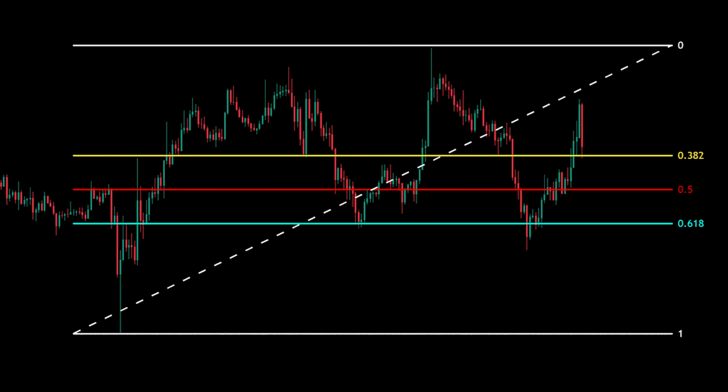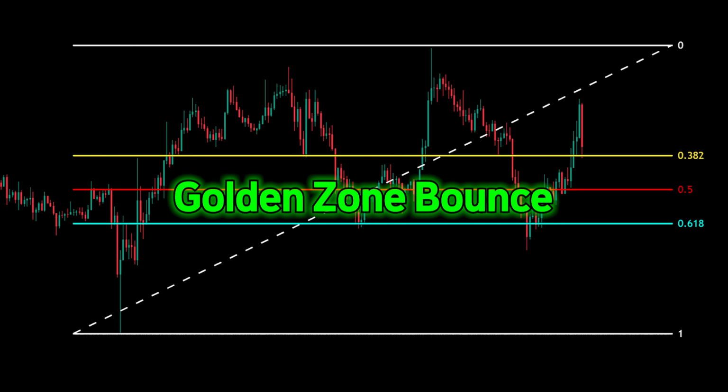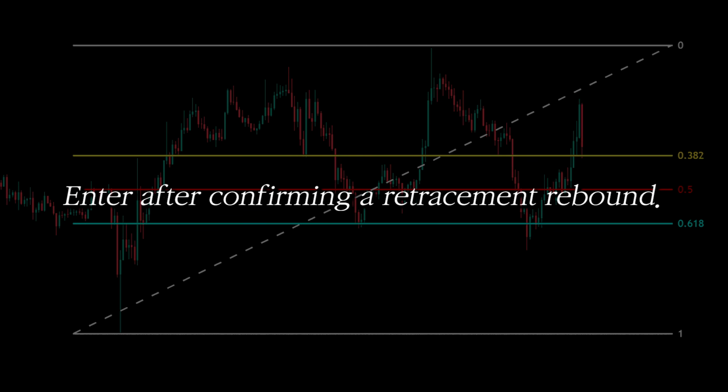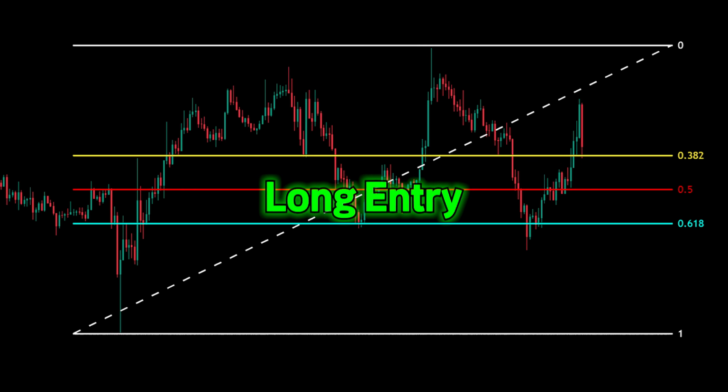Strategy 1. Golden Zone Bounce. The first strategy is the golden zone bounce. When a pullback enters the golden zone in the direction of the trend, you wait for a bounce or rejection, then enter. Let's start with the long entry.